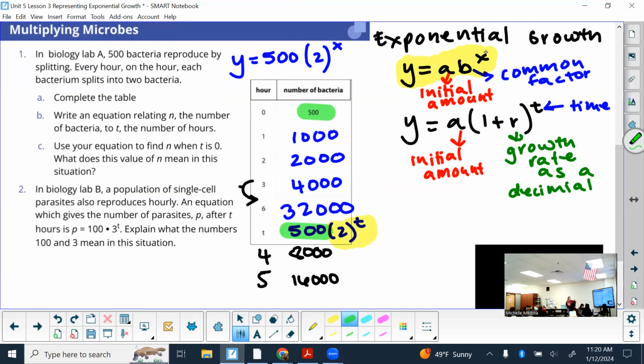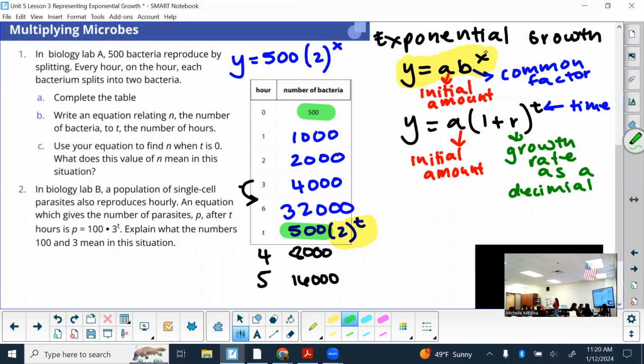Because you do this in geometry and algebra 3-4. I know that for sure because I've tutored kids for both of those classes here, and those always come up. So y equals a times b to the x is for an exponential function, where a stands for initial amount, so whatever you started with. This one we started with 500.